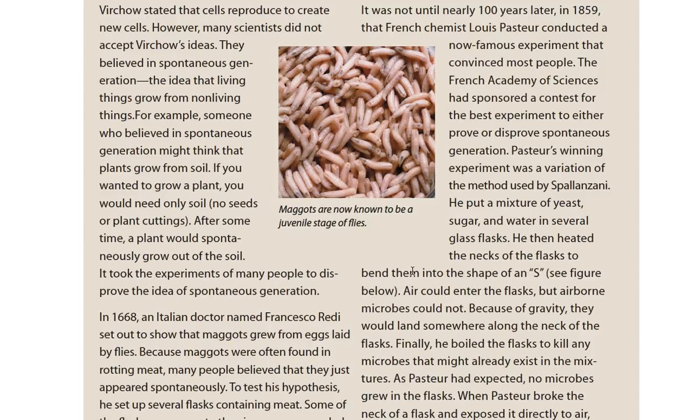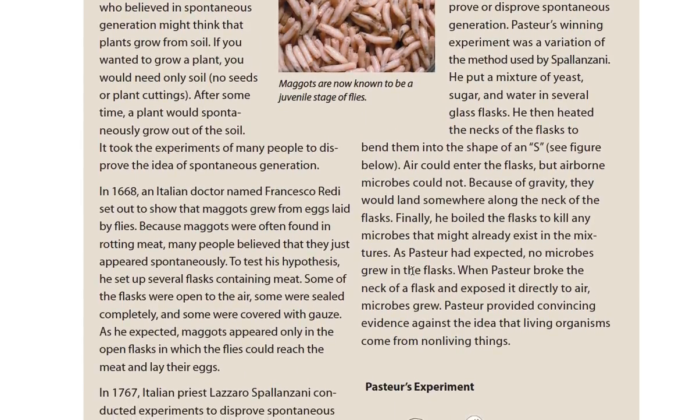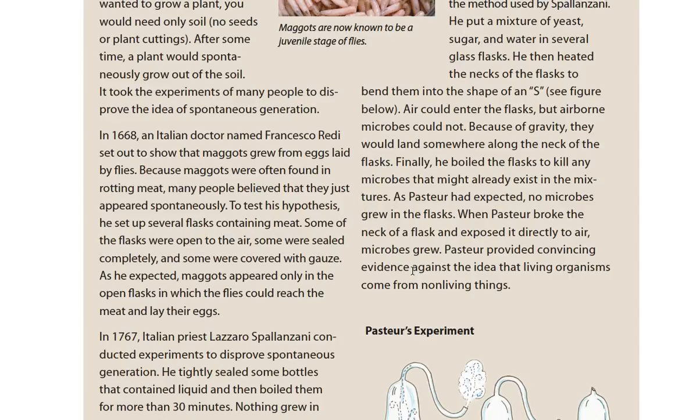It took the experiments of many people to disprove the idea of spontaneous generation. In 1668, an Italian doctor named Francesco Redi set out to show that maggots grew from eggs laid by flies. Because maggots were often found in rotting meat, many people believed that they just appeared spontaneously. To test this hypothesis, he set up several flasks containing meat. Some of the flasks were open to the air, some were sealed completely, and some were covered with gauze. As he expected, maggots appeared only in the open flask, in which the flies could reach the meat and lay their eggs.